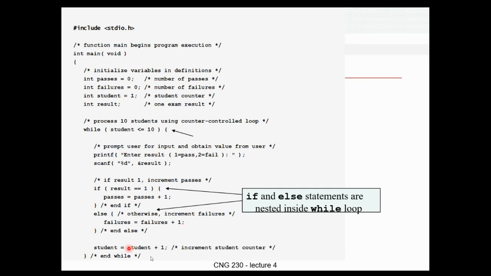And by the way, look at here, student is equal to student plus 1, or you could type it student plus plus. And this is happening inside the while loop, because we want to add 1 to the number of students. So at the end, when it gets 11, we get out of the loop because we want to only enter numbers for only 10 students. So the block for while starts here and ends here.